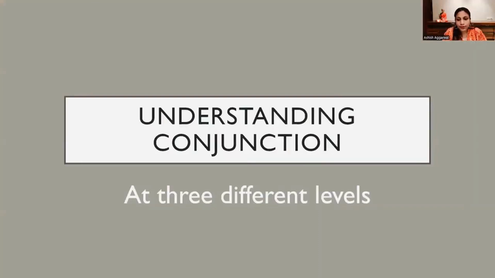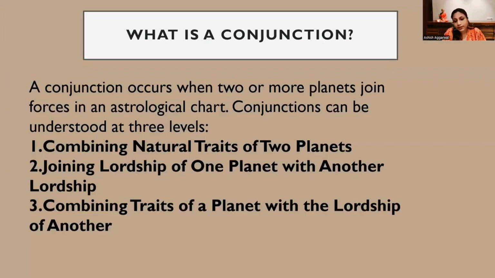Let's start this topic, and it's going to be very interesting. So today we are understanding conjunctions based on three different parameters. First, what is a conjunction? A conjunction means that two or more planets are sitting in the same house or sign and they are impacting each other degree-wise. So the first combination we have is, as I mentioned earlier, we will sync their natural traits.